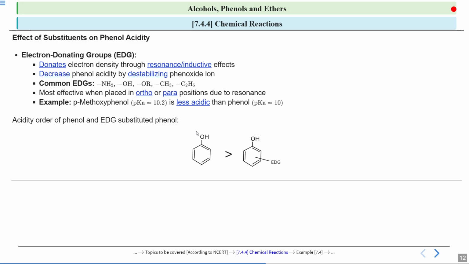Okay, so if I talk about acidity, then this phenol will be more acidic as compared to this one because in this there is an electron donating group. So what will happen is this phenoxide ion will be less stable, while in the other case the phenoxide ion of phenol will be more stable. See, paramethoxyphenol has a pKa value of 10.2, and in the case of phenol the pKa value is 10. So paramethoxyphenol is less acidic than phenol. So your phenol is more acidic.